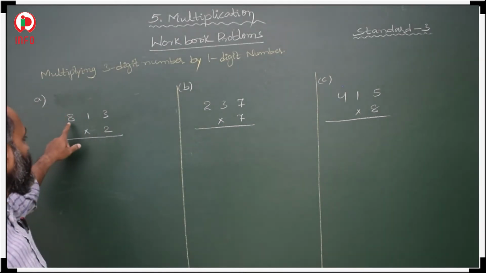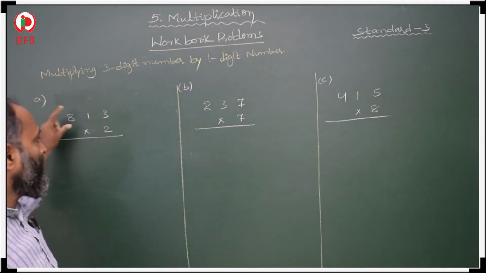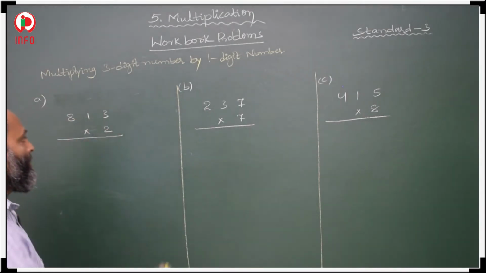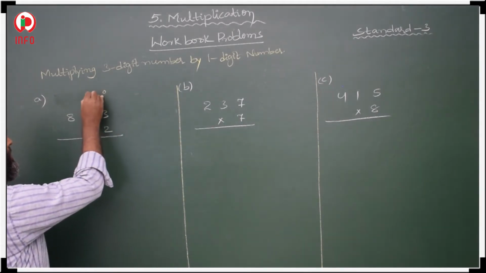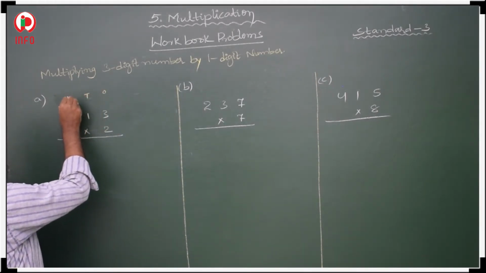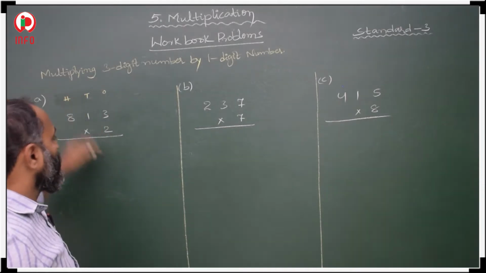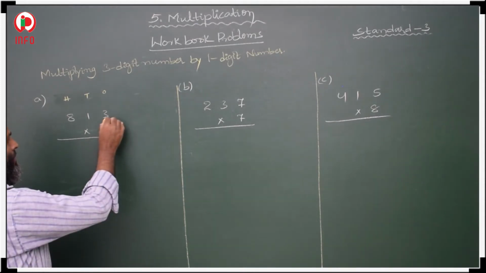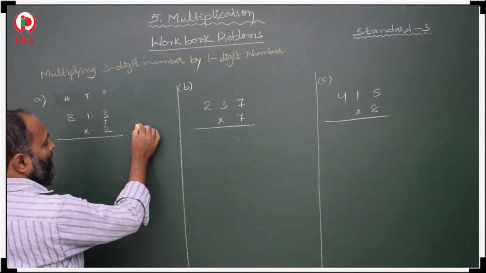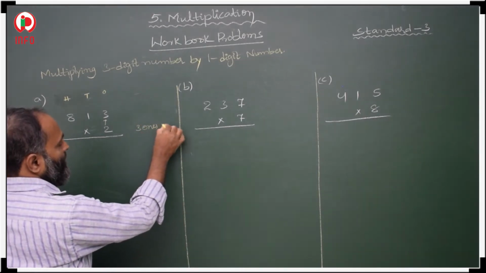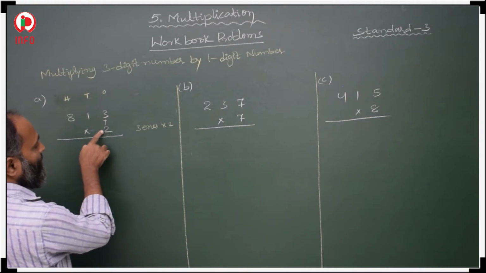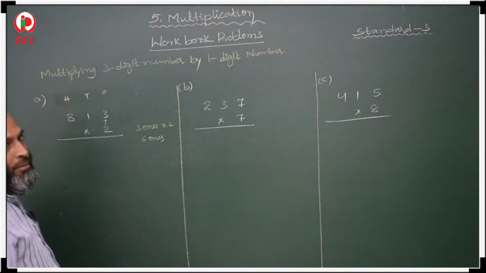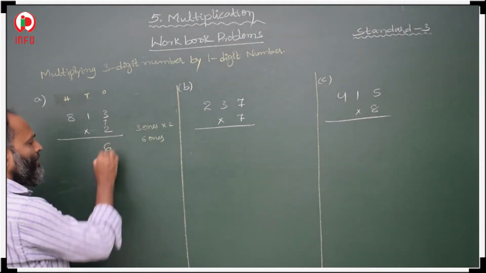See here, first question 813. It is a 3-digit number. This is multiplied with a single digit number, that is 2. Here this is ones place, this is tens place, and this is hundreds place. Now you multiply 2 with 3. How many ones are there? 3 ones. 3 ones into 2. 3 twos are 6 ones. 6 is a single digit number, so we have to take it as it is, 6 in ones place.